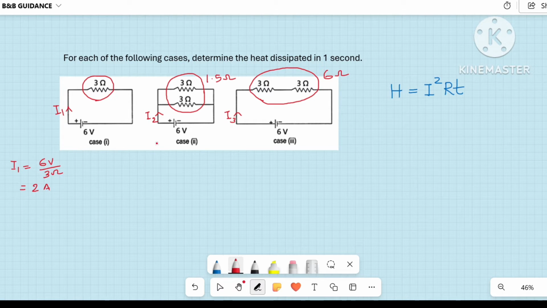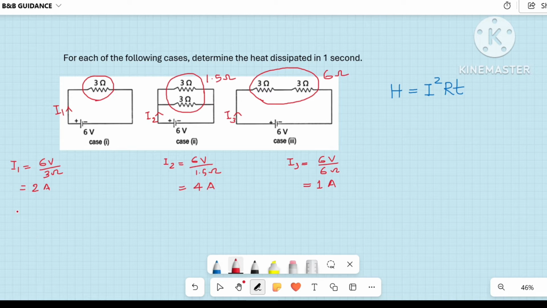What is the current drawn from the cell in the second case? I2 is equal to 6 volt divided by R. Resistance is 1.5 ohm. So here the current drawn is 4 ampere. Third case, voltage is the same, that is 6 volt. Resistance is 6 ohm. So current drawn is only 1 ampere.